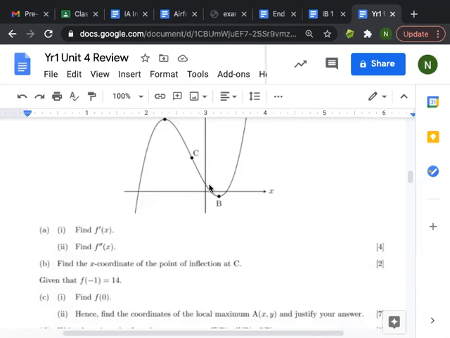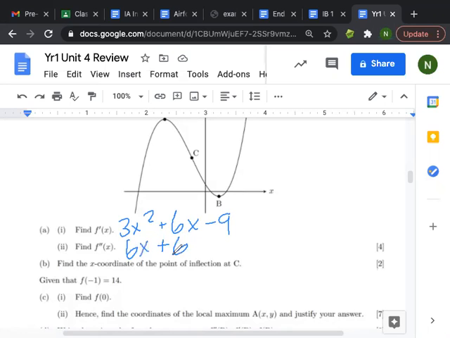Can anybody tell me what f prime of x is? Anybody want to shoot your shot? You just say it out. Yeah. F double prime is 6x plus 6.